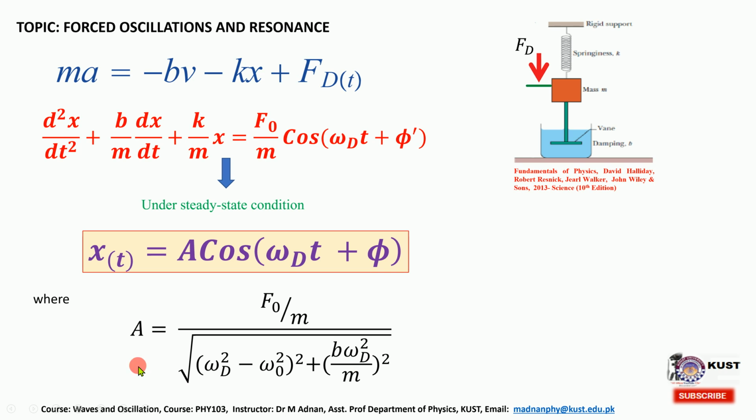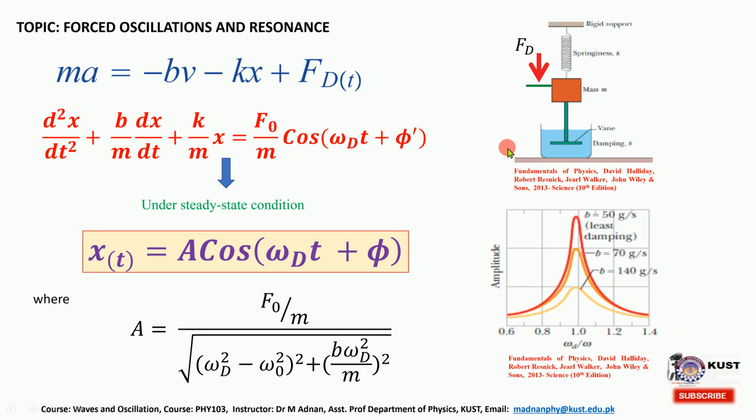Now if we look at the amplitude of this forced oscillator by plotting omega d over omega versus the amplitude. At omega d over omega equals 1, the driving frequency is equal to the natural frequency. In this figure this should be omega naught, right? We have used omega naught for the natural frequency, but in your course book it is omega.